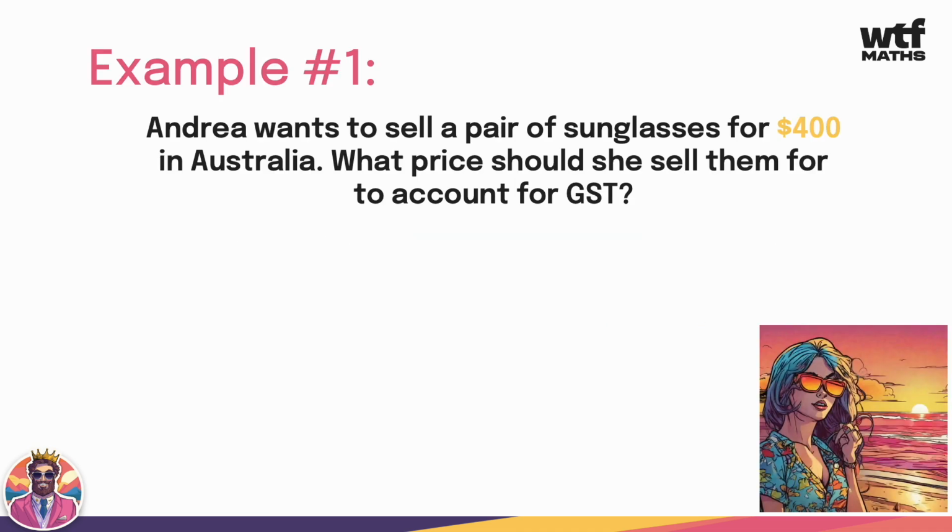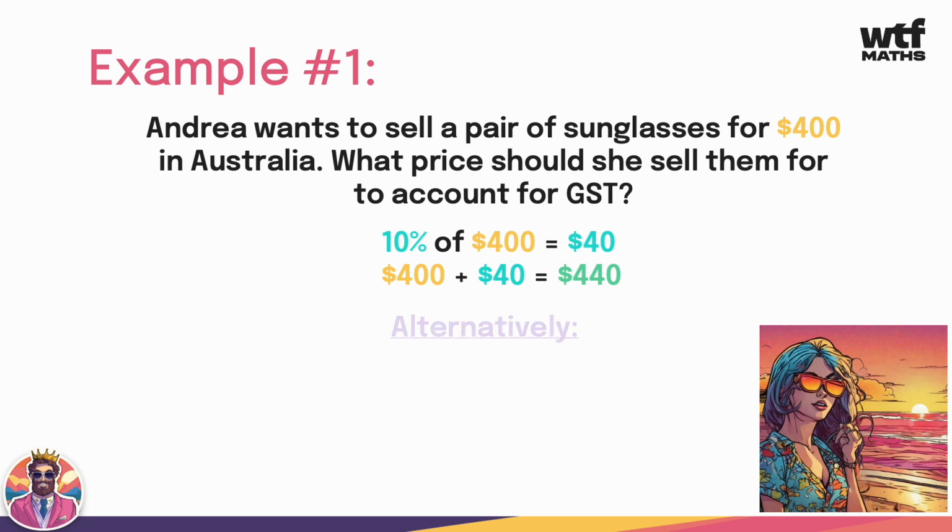For example, Andrea wants to sell a pair of sunglasses for $400 in Australia. What price should she sell them for to account for GST? So if Andrea is wanting to get $400 in her pocket for actually selling it, we need to work out the GST. So 10% of $400 is $40, and if we add that on, we get $440. So that is the price she should sell the glasses for.